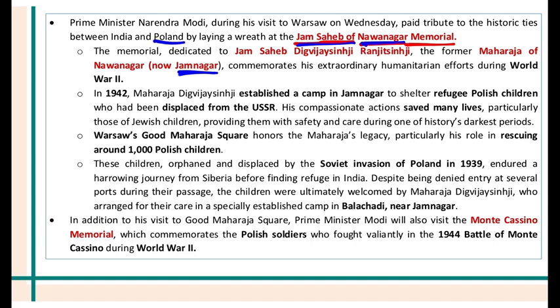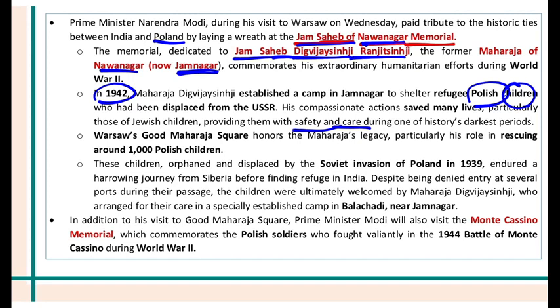So basically there was a king of Jamnagar or Navanagar called Jam Sahib Digvijay Singh Ji Ranjit Singh Ji. He took in refugees from Poland and gave them safety and care during World War II in 1942. There were a lot of Polish children, Poland refugees. They were looking for shelter when Russia attacked Poland.